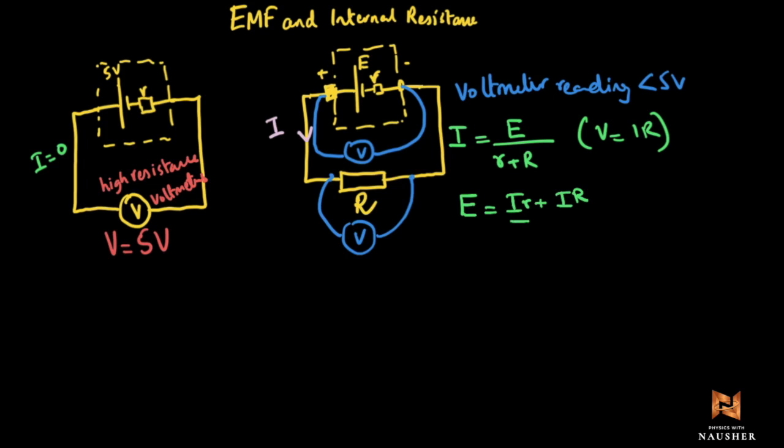This Ir is the potential drop across the internal resistance. So when this current passed through this r, a potential drop occurred, which you can see here. And this IR is the potential drop in the external resistor.